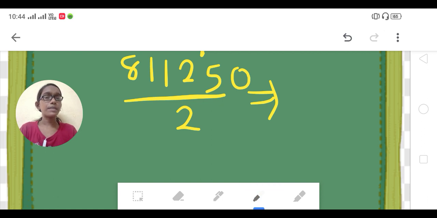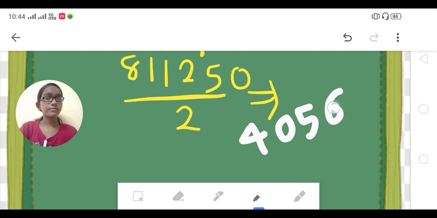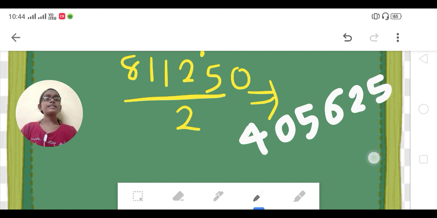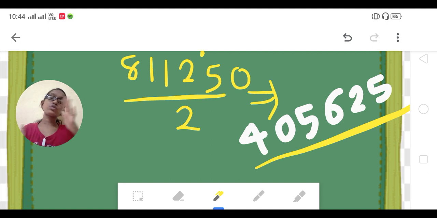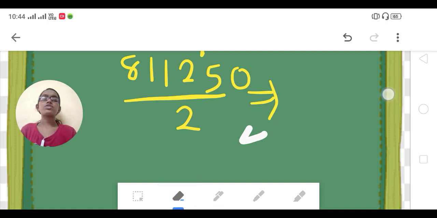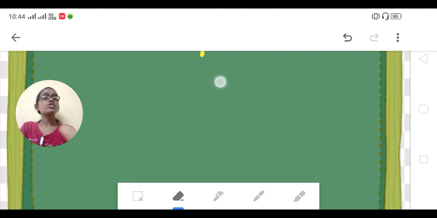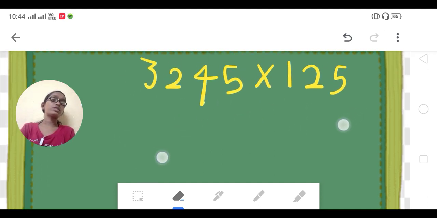So your answer would be: 2 4s are 8, 2 0s are 0, 2 5s are 10, 2 6s are 12, 2 2s are 4, and 2 5s are 10. Isn't it very simple? And guess what? 405625 is your answer. Do check it using a calculator. This answer would be 110% correct. Not even a digit would be wrong. So this is the way you can do this type of questions.